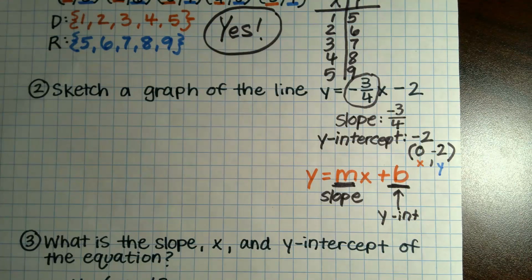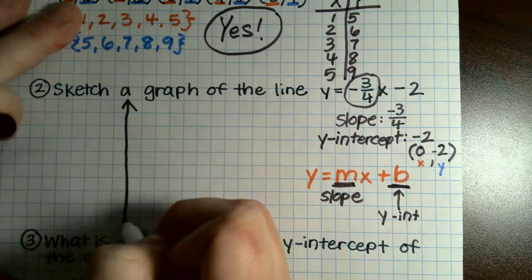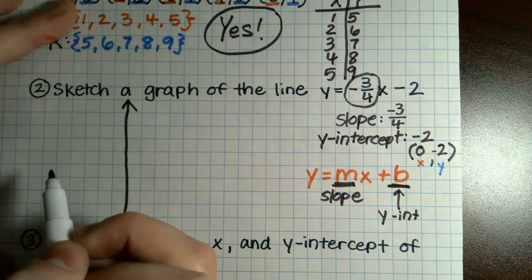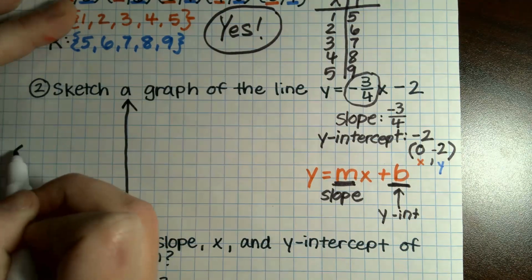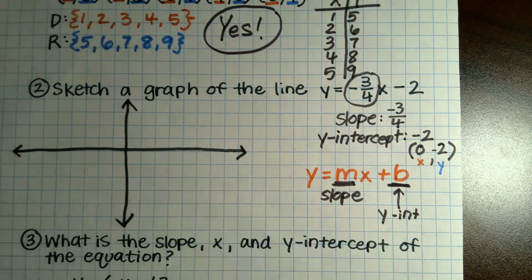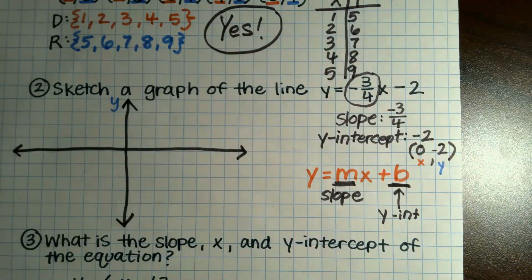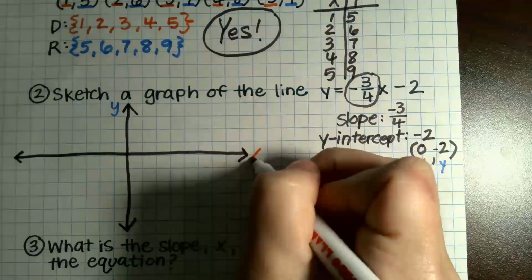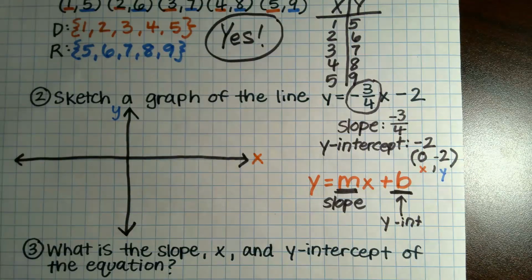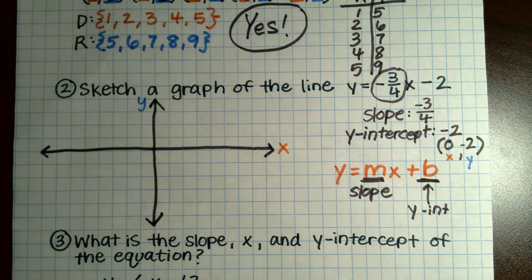We can draw a graph just using those two things. So let's start by making our axes. There's my y, and then here's my x, and I want to label them. So my y, my x. Okay. What is the first thing we should do?